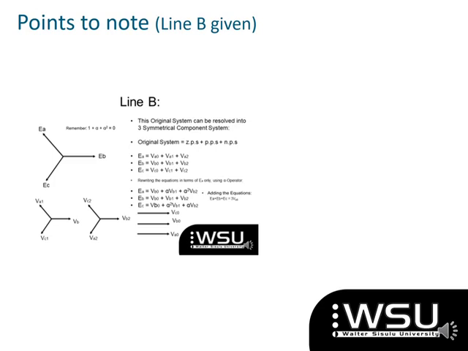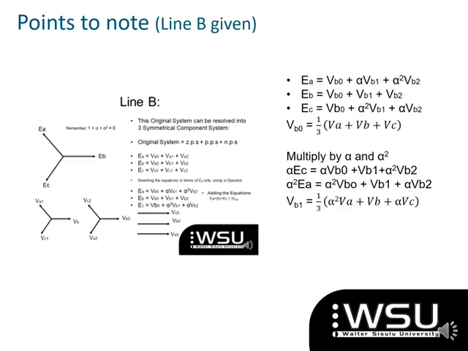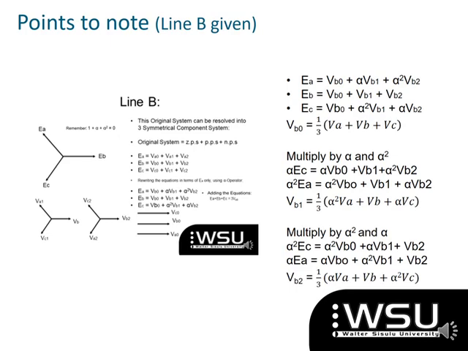In the next slide, I've now shown exactly what we did in the previous slide first, and then on the right hand side, we are now going to rewrite, where we now want to know what VB naught is, and it's simply a third of VA plus VB plus VC. Then we multiply EC by alpha and EA by alpha squared so that we can work out what VB1 is, and then we also multiply by alpha squared and alpha so that we can get what VB2 is going to be.